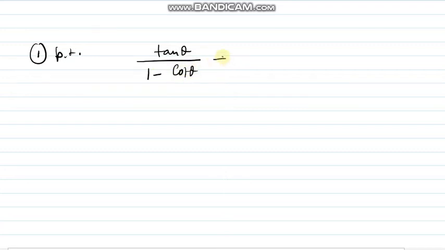Hello everyone. In this video I am going to discuss some more sums based on trigonometric identity. The first one that I will discuss right now, we have to prove that tan theta divided by 1 minus cot theta plus cot theta divided by 1 minus tan theta equals 1 plus tan theta plus cot theta.